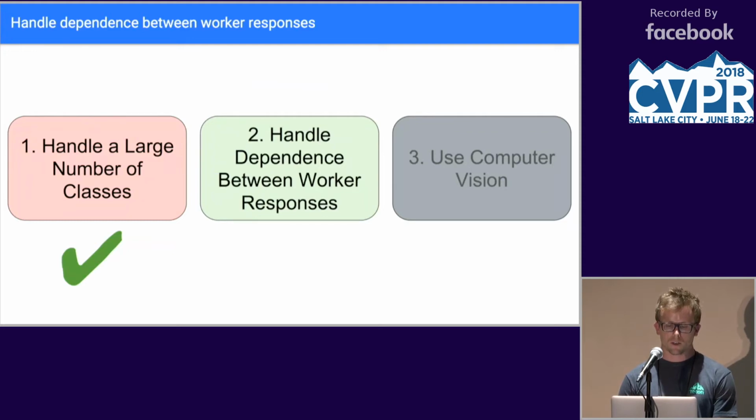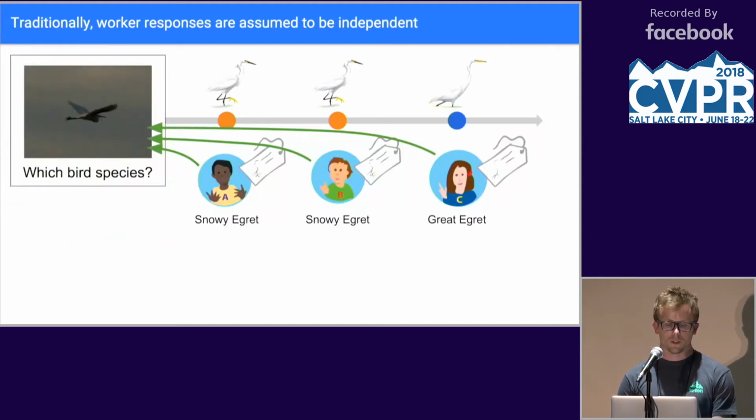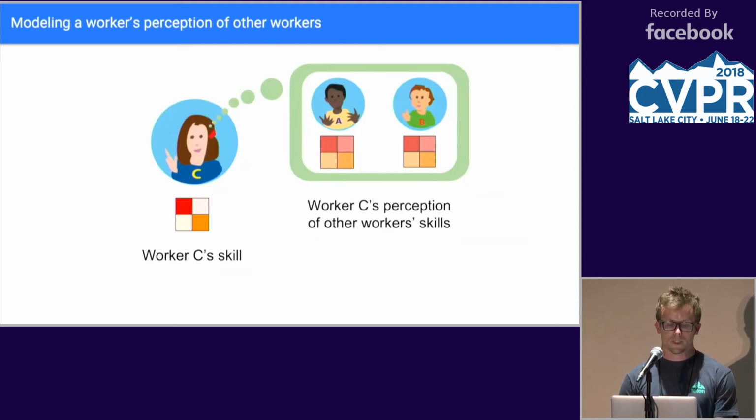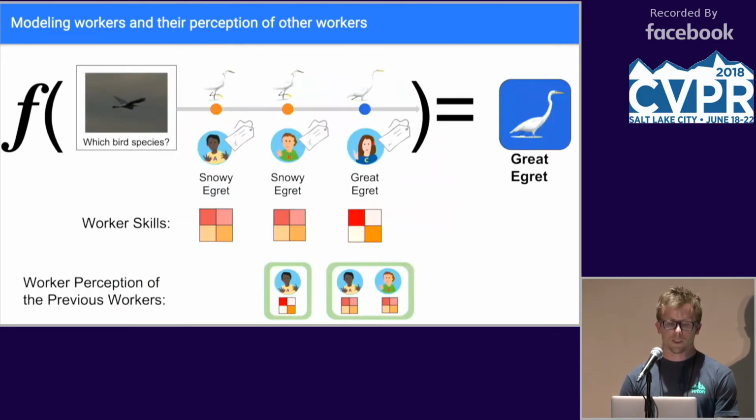In the majority of prior work on crowdsourcing computer vision tasks, it is assumed that worker responses are independent, so the workers just analyze the image and do not see each other's responses. In our work, we tackle the problem where workers are allowed to see all previous responses, and our approach to handle the dependence amongst responses is to not only estimate a worker's skill, but to also estimate each worker's perception of other workers' skills. And so in this example, we're visualizing the notion that we learn both worker C's skill across the classes, and we also learn worker C's perception of the other workers' skills. And when predicting the class label for an image, we combine all this information together, allowing us to model that a worker's response may be biased by the previous responses.